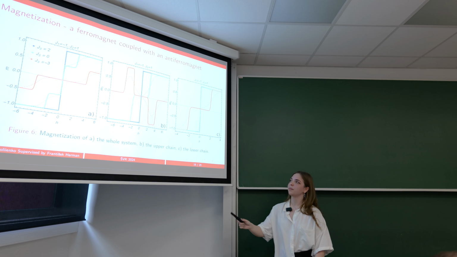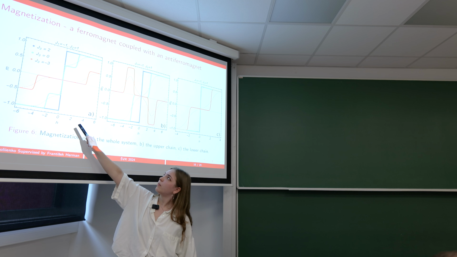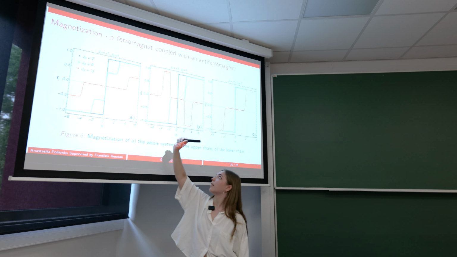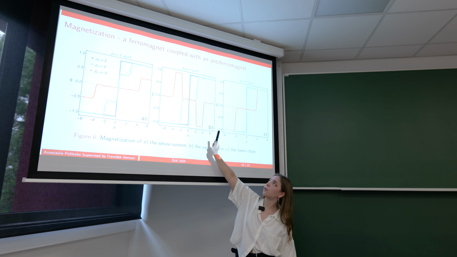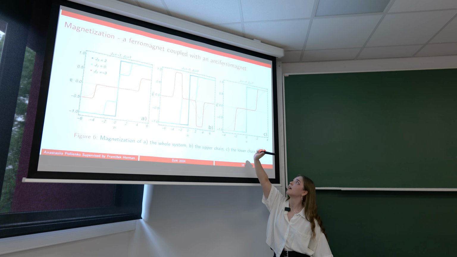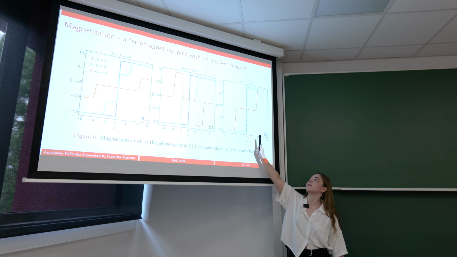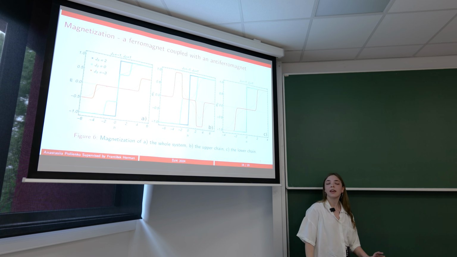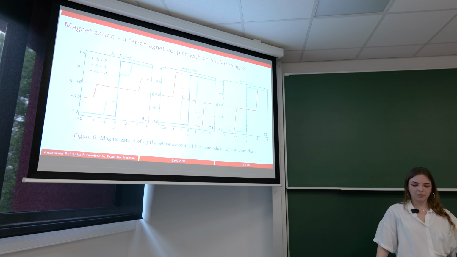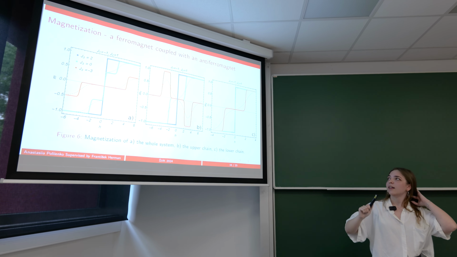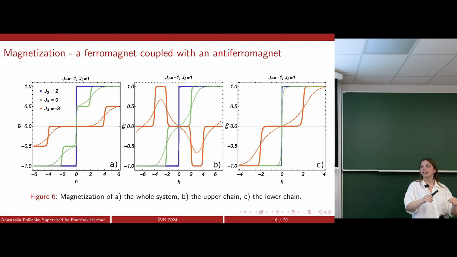Next, we have looked at the case of a coupled antiferromagnet and ferromagnet. Those are plots for the whole magnetization, for the average magnetization of the antiferromagnet, and the magnetization of the ferromagnet in such a system. And we have observed peaks on plot B, the same as were observed in the ladder model. And those peaks are explained by the temperature fluctuations.